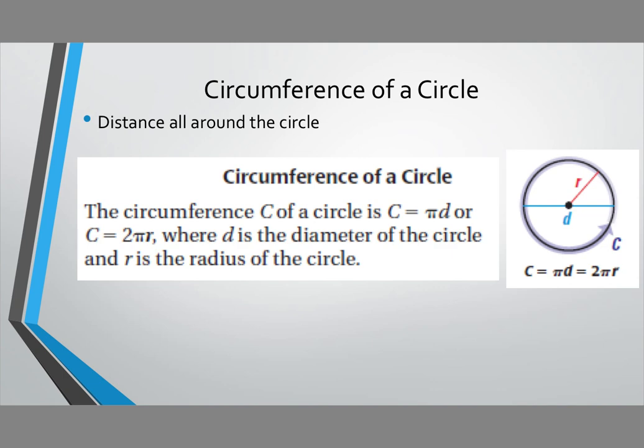And there are two formulas you can use because they're interchangeable. One is circumference equals pi times diameter. Or because 2 times the radius is the diameter, you can also use 2 pi r. So if you have the diameter, I would do pi d. If I have the radius, I would do 2 pi r.